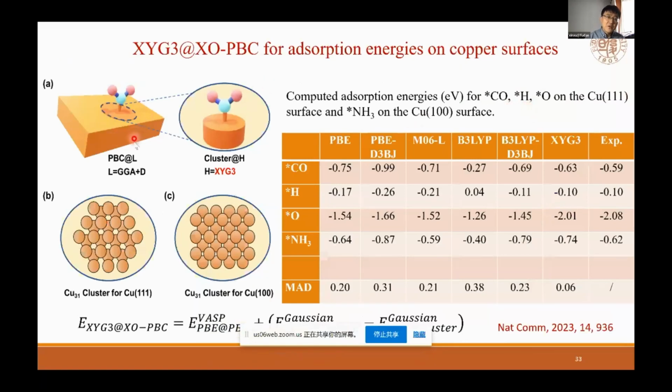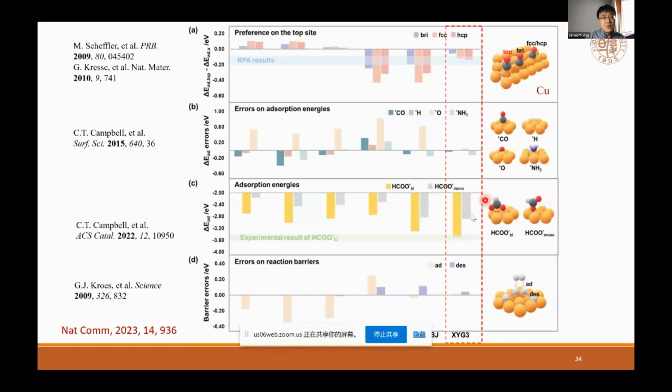And then how about the chemisorption bond? This is an example for calculating the adsorption energy on the copper surface. As usual, we can do the classical calculation with PBE, and then take advantage of the local nature of the chemisorption bond. We can cut out a cluster and do the XYG3 calculation. In this way, we can improve the accuracy of adsorption energy calculation.